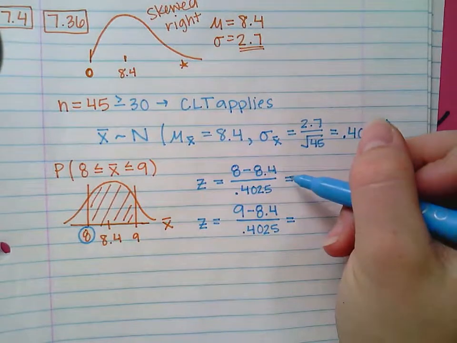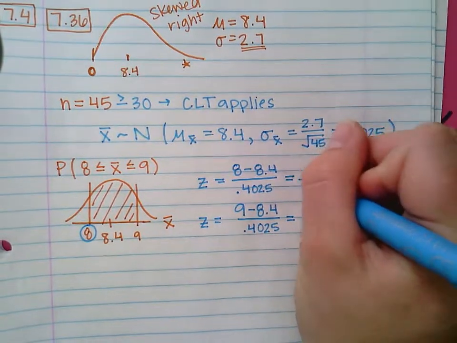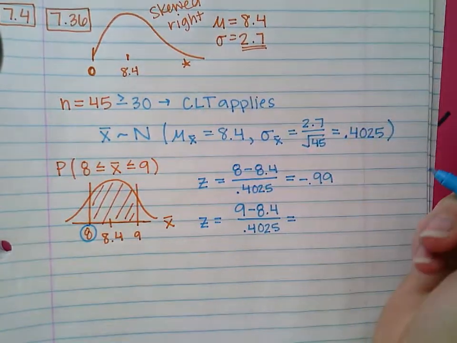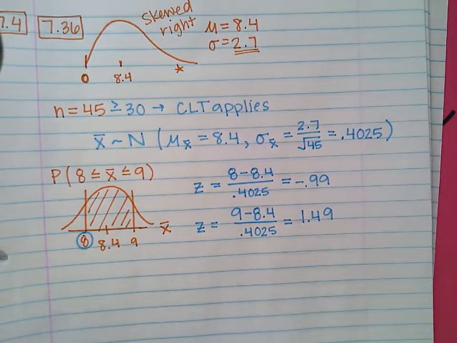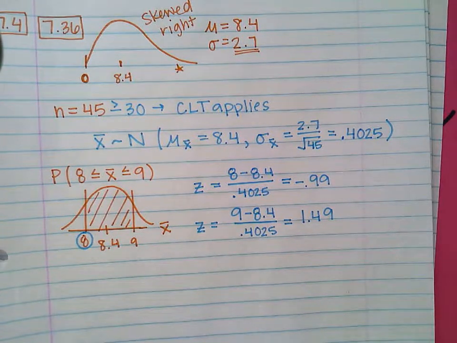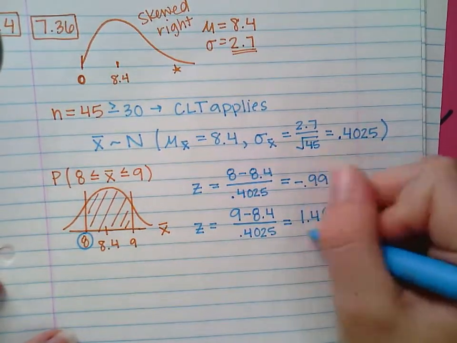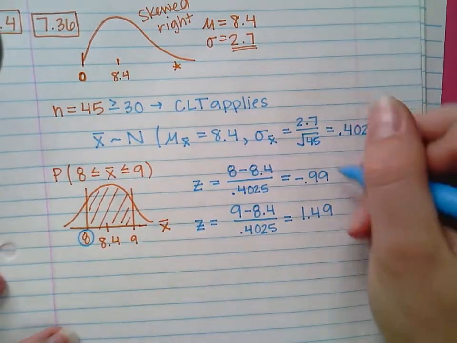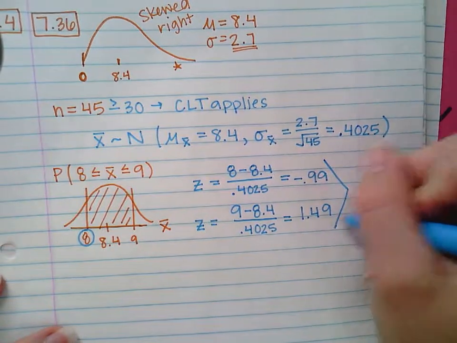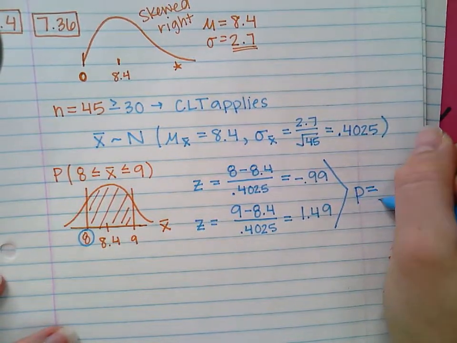I know that this z-score is going to be negative. In fact, it's negative 0.99. And I know that this z-score is going to be positive because of where 8 and 9 are located on this distribution compared to the mean. 8 is smaller, so the z-score has to be negative. 9 is bigger than the mean, so the z-score has to be positive. And then remember, if you're going to use the back of the book, you're going to find this p-value first and then this one and subtract them. Or you can plug these into normal CDF, but from here you'll then find that p-value here.